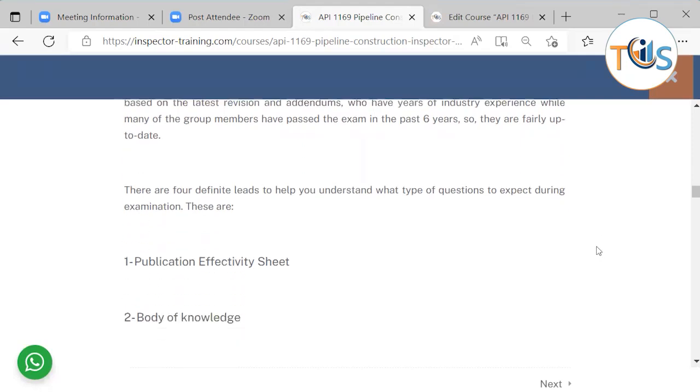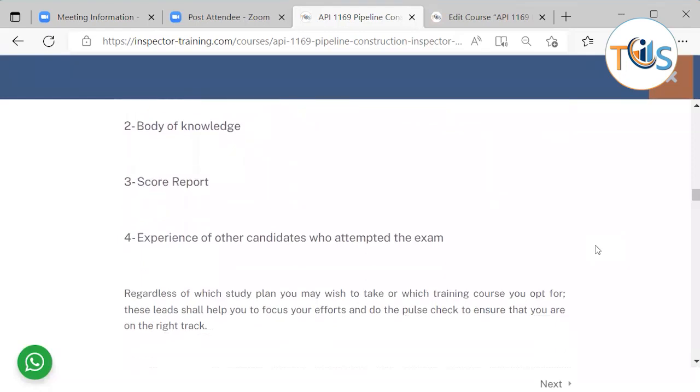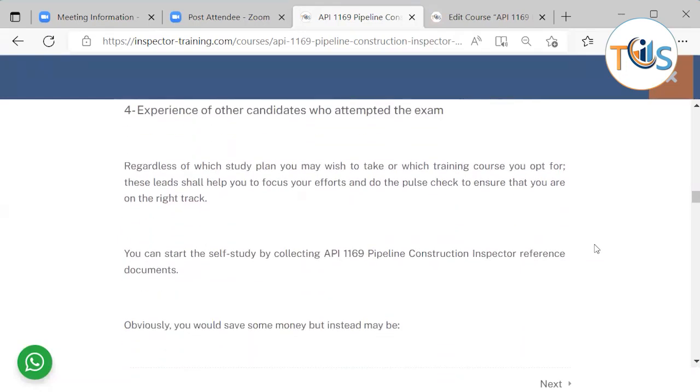There are 4 definite lists to help you understand what type of questions to expect during examination. These are the publication effective sheet, body of knowledge, score reports, and experience of other candidates who attempted the exam. Regardless of which study plan you may wish to take or which training course you opt for, this shall lead you to focus your efforts and do the pulse check to ensure that you are on the right track.